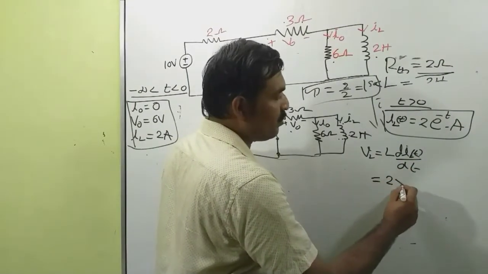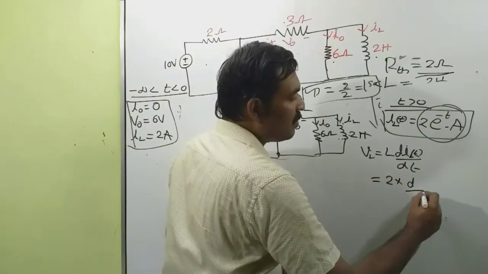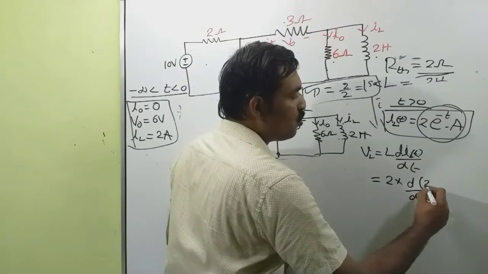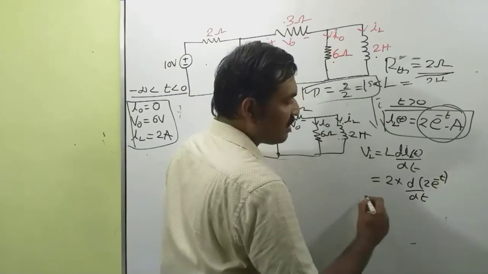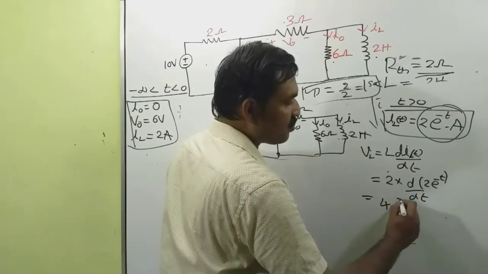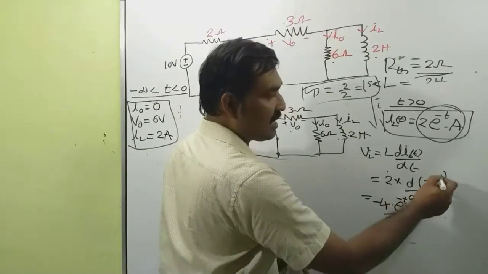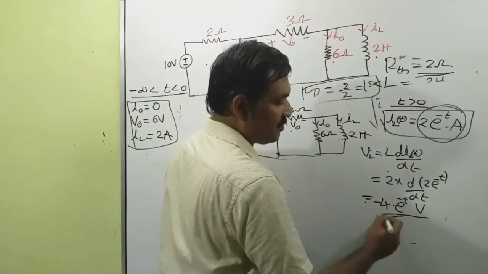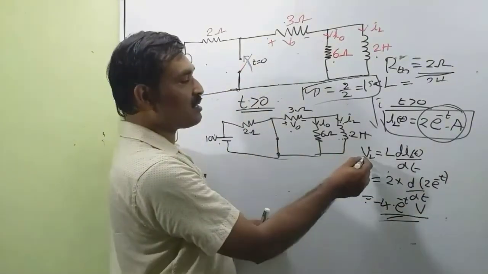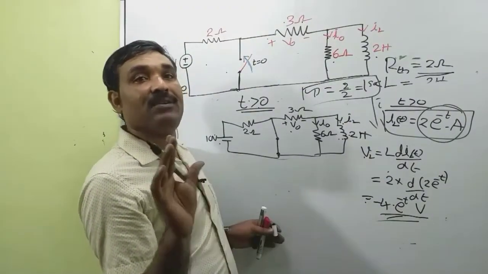The value of inductance is 2 Henry. That is equal to 2 into the derivative of this term, that is d by dt of 2 into e raised to minus t. This 2 can be taken outside. So 4 into e raised to minus t, with the minus sign here, this much volt. So the voltage across this inductance is minus 4 into e raised to minus t volt.